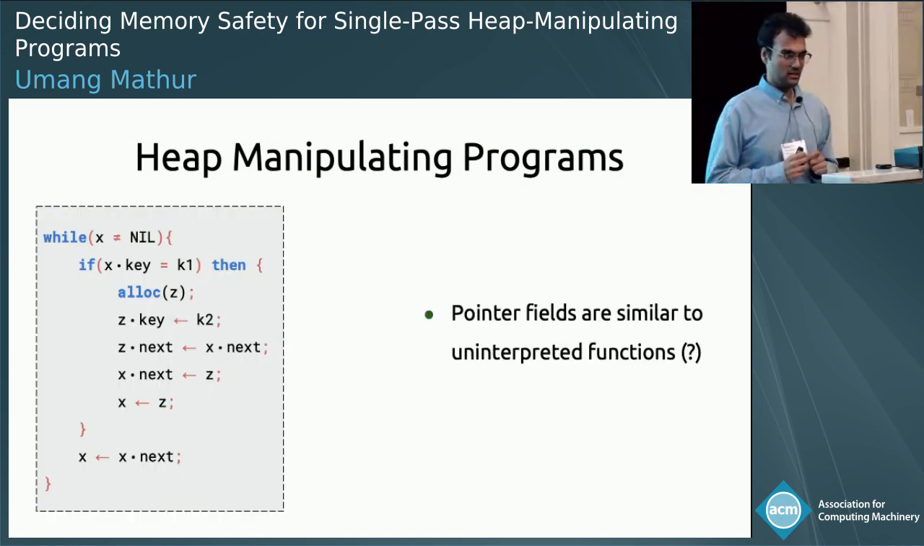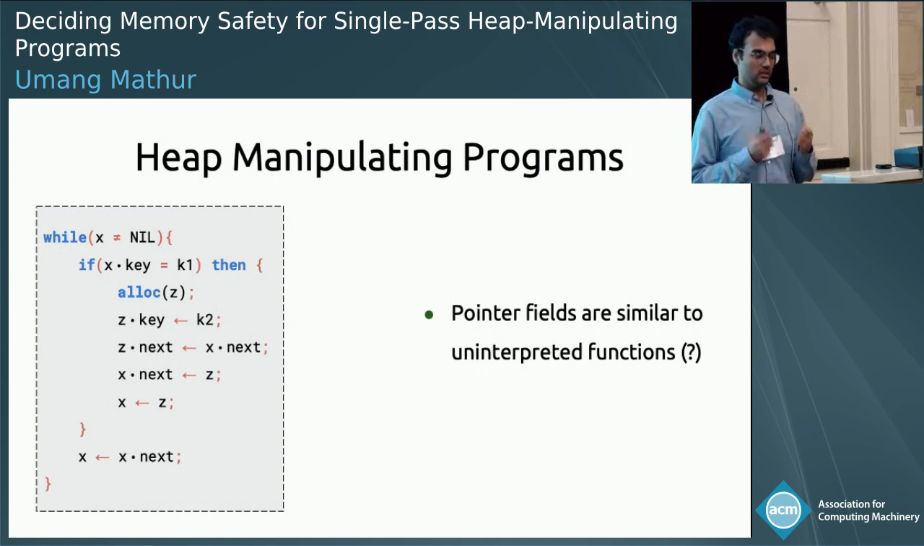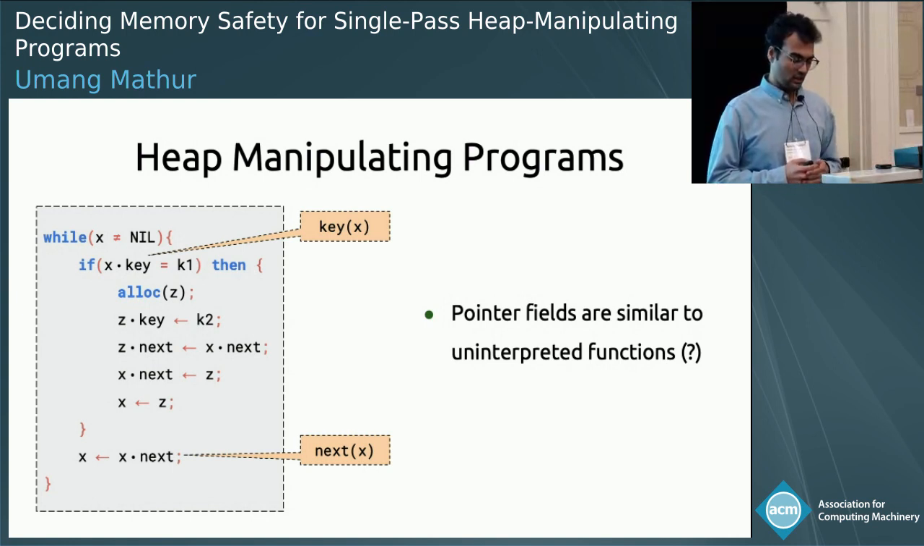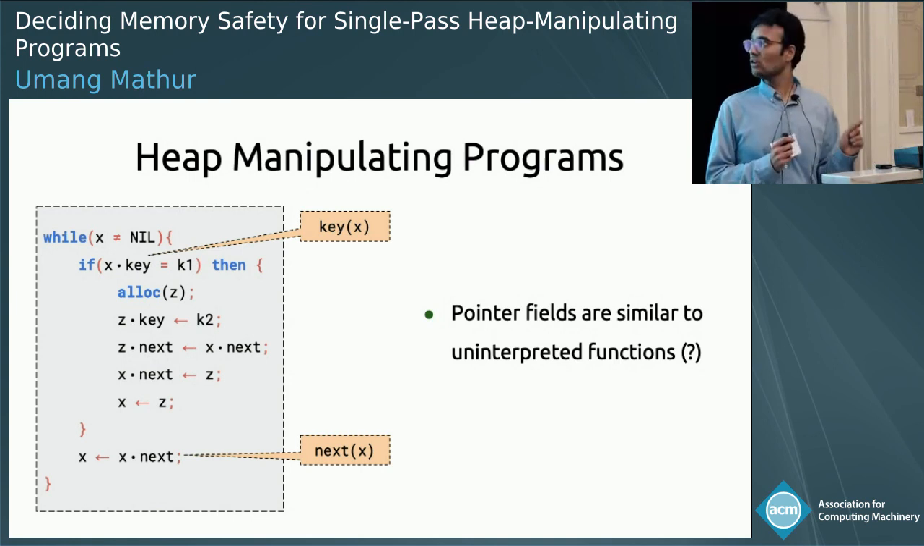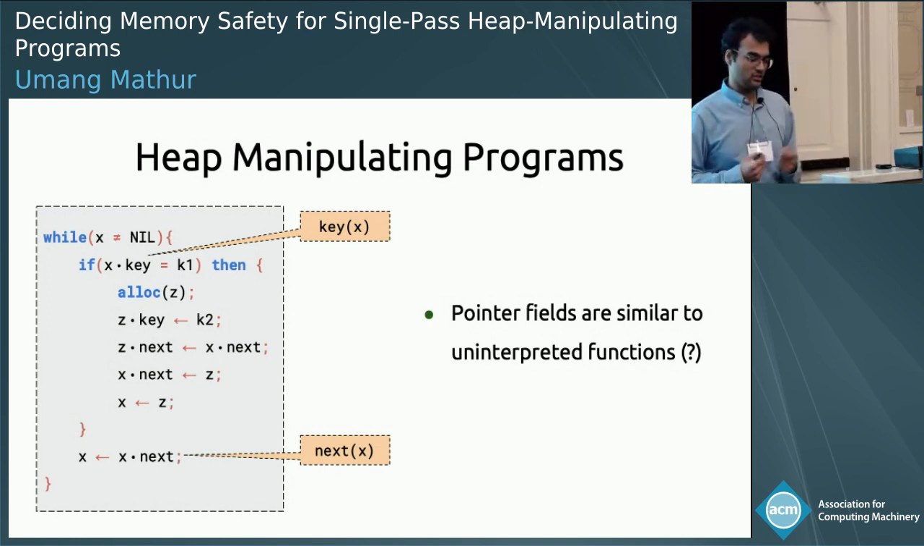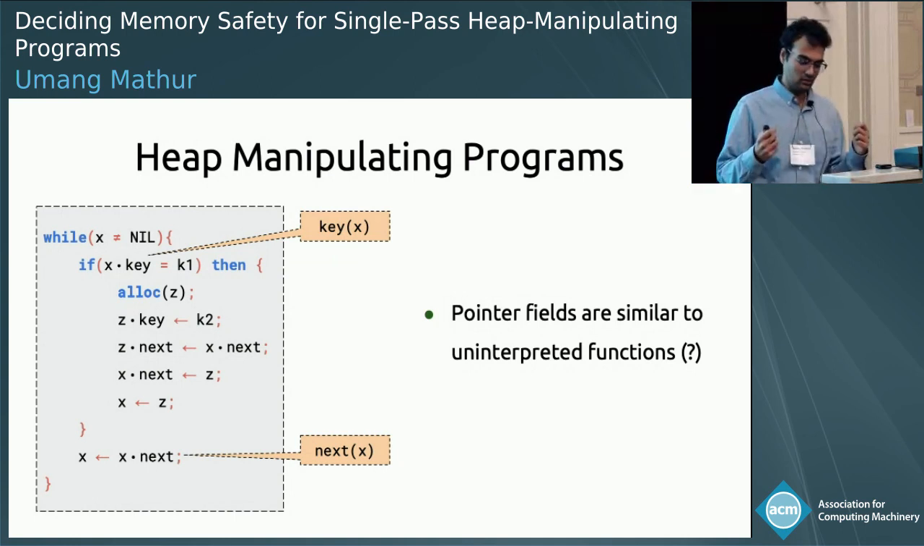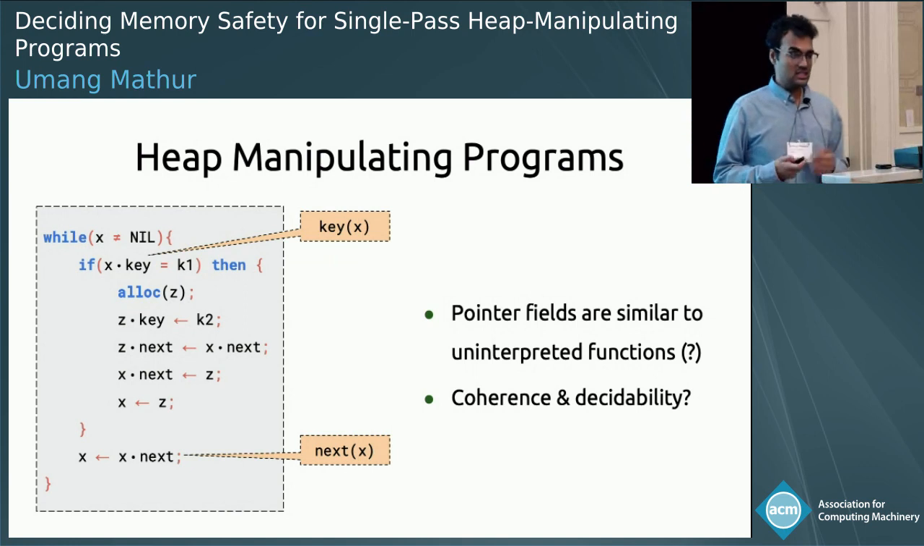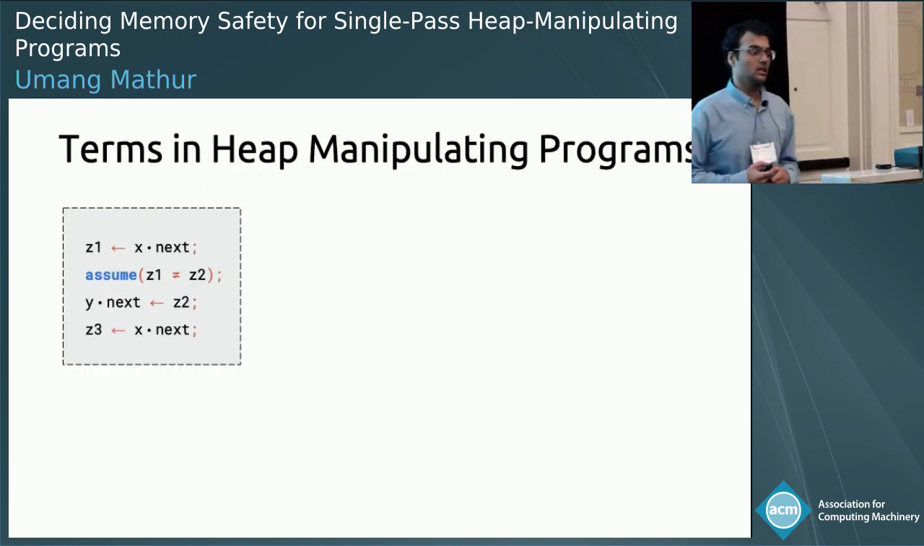The main reason to look at heap manipulating programs was the observation that one can model pointers as uninterpreted functions. By that I mean the following. On the execution of the program on the left, the dereference x.key can be thought of as computing a function key of x. Similarly, the dereference x.next can be thought of as the function next of x. Now, with this observation, it's natural to ask if one can directly port the machinery of coherence and get decidability for heap manipulating programs. It turns out that it's not entirely clear, and that's because even defining the notion of terms for such programs is a tricky task.